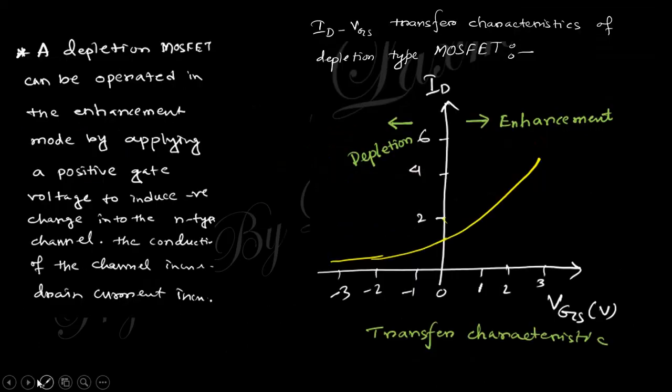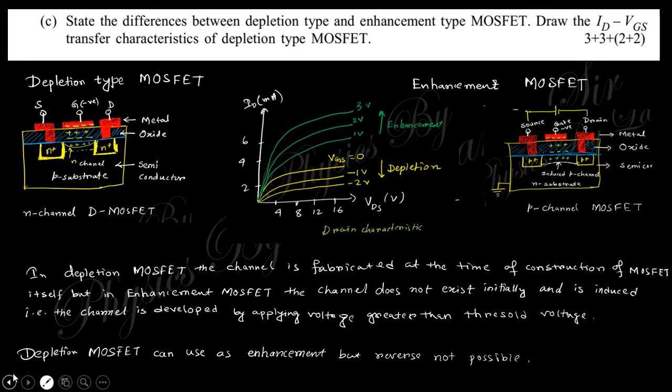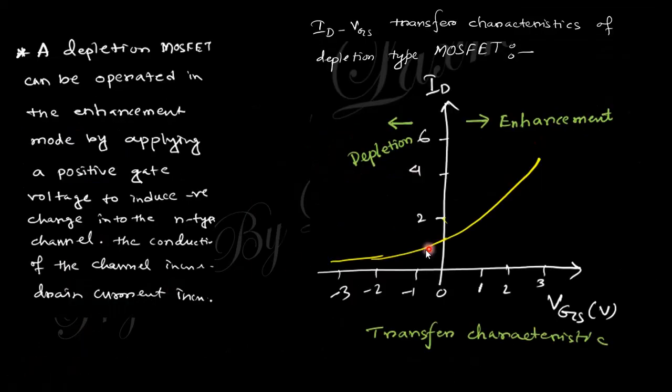Next question. No, this is not the ID VGS curve. This is actually the ID VDS curve. In this region, this is the depletion region, and this is the enhancement region. Okay. This is actually called replaced here. You can omit this picture also. The actual answer of this question is like this. This is the answer of this question.